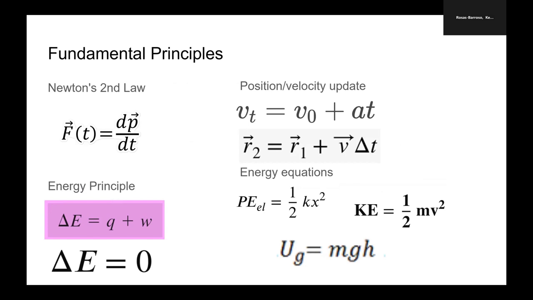Here on the right hand side, we have the position velocity update formula, which is pretty well known to us by now. Then we got the energy equations: for a spring it is 1/2 kx squared, kinetic energy is 1/2 mv squared, and then for gravitational potential energy, we got mgh.